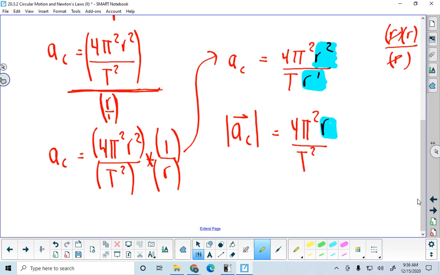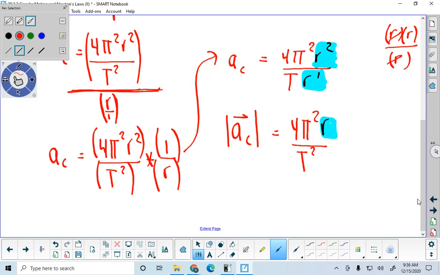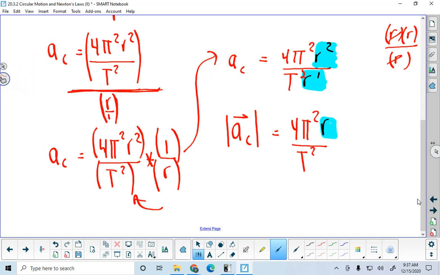Did I forget to square the t? Thank you very much. I forgot to write, thank you Liam, that it is over t squared definitely. We had squared the t over here. So the reason why it wasn't squared in the other is that I just forgot to write it down.